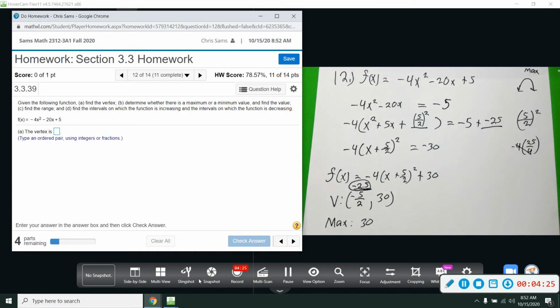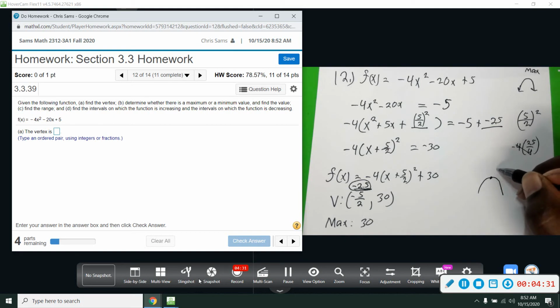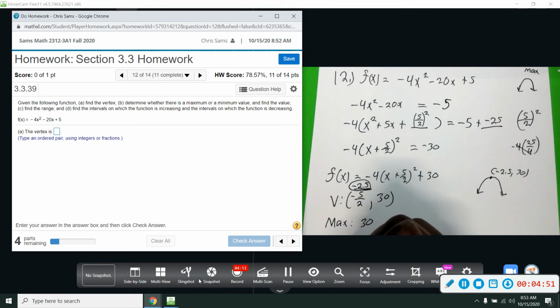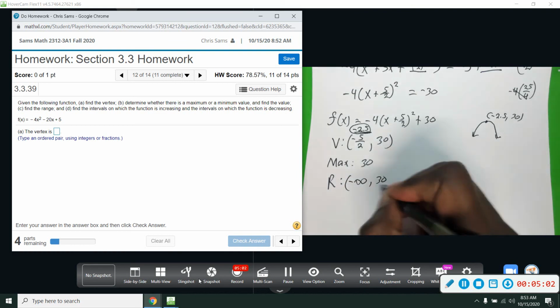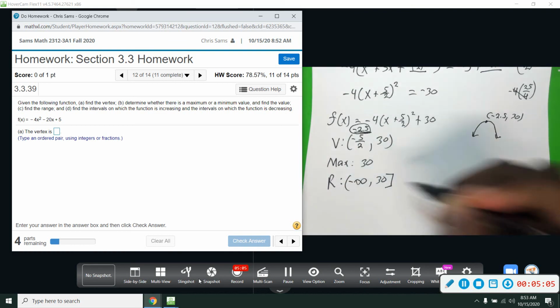We want to find the range. Okay, so since this parabola is opening downward and the maximum value up here is negative 2.5, 30, the range, the y values, are going to be from 30 all the way down. Okay, so we go from smallest to largest. So the range, since it's going down, is coming from negative infinity, and it goes all the way up to 30. Range: negative infinity up to 30. Now 30 is included, so we put it in a bracket.